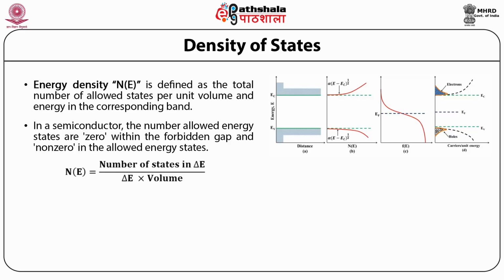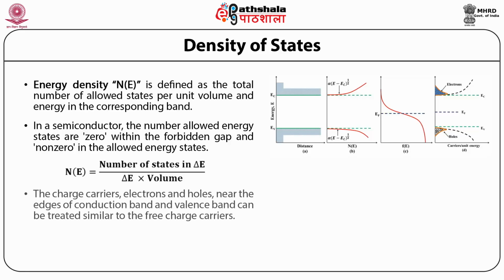The density of states in a small range of energy, that is delta E, in the conduction band can be written as N as a function of E is equal to the number of states in delta E divided by delta E multiplied by the volume. The charge carriers, electrons and holes near the edges of the conduction band and valence band can be treated similar to free charge carriers.